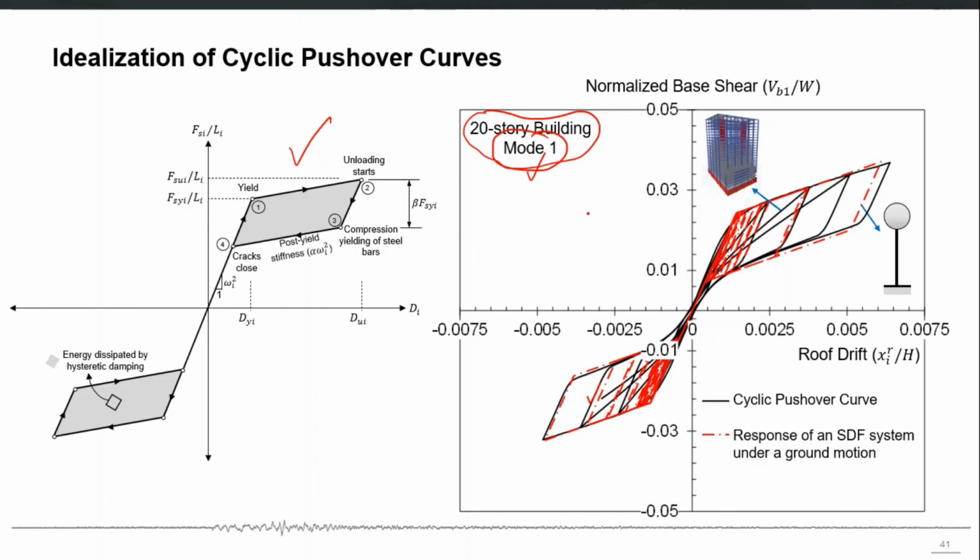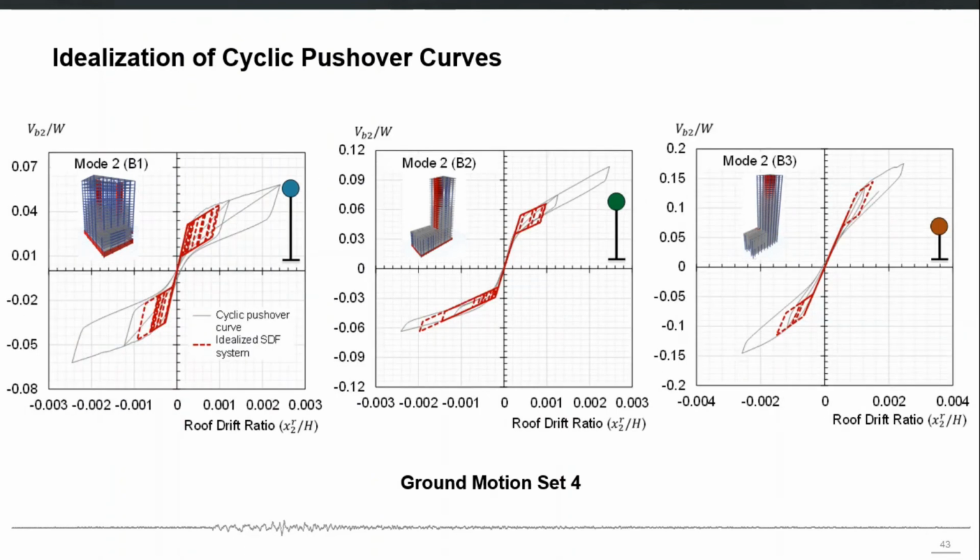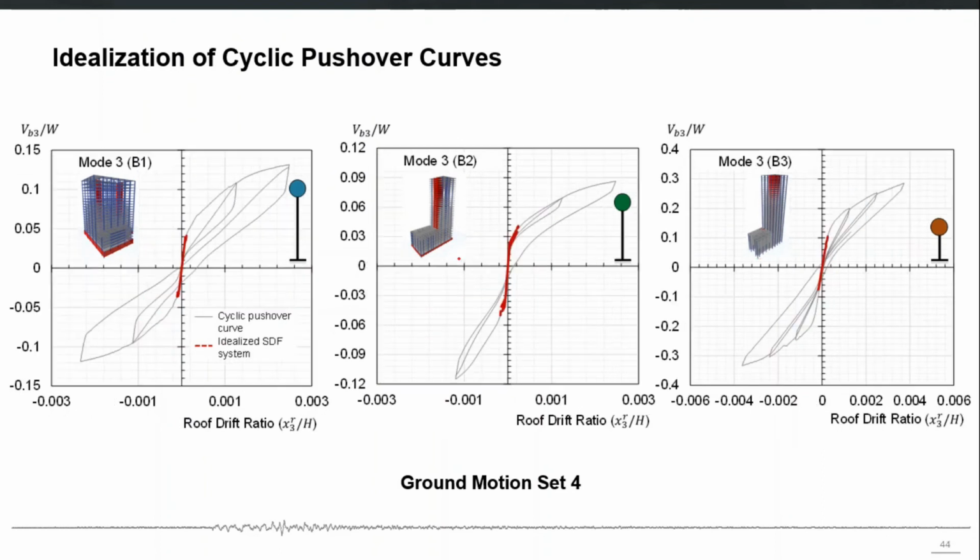Similarly, we do it for the second mode, third mode, fourth mode, and combine the responses of all these single degree of freedom systems, and that matches well with our nonlinear time history analysis. This is for mode 1 of the first building, mode 1 of the second building, mode 1 of the third building. So we map the cyclic pushover curve to a single degree of freedom system to represent that particular mode. We do it for all earthquakes, and for all important vibration modes. This is for the second mode, all three buildings. Then this is for the third mode, all three buildings.